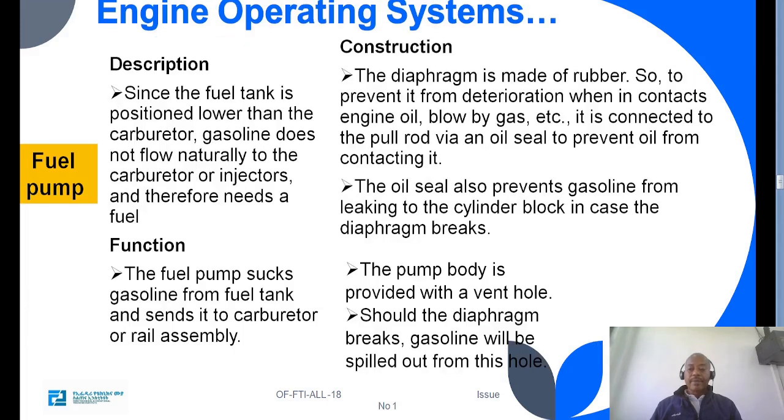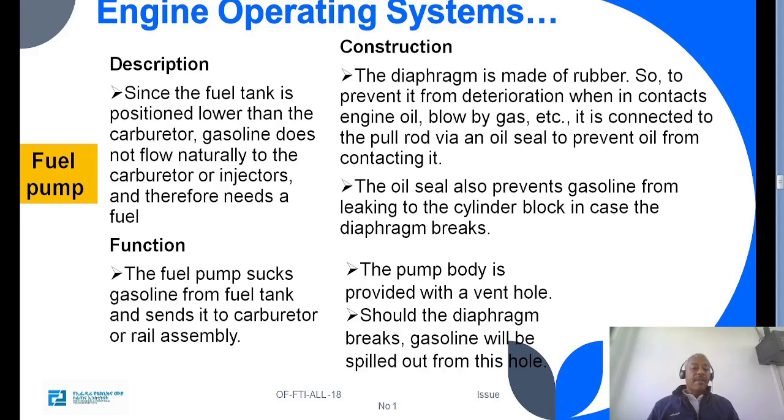The fuel pump. Description. Since the fuel tank is positioned lower than the carburetor, gasoline doesn't flow naturally to the carburetor or injectors and therefore needs a pump. Function. The fuel pump sucks gasoline from the fuel tank and sends it to the carburetor or rail assembly.